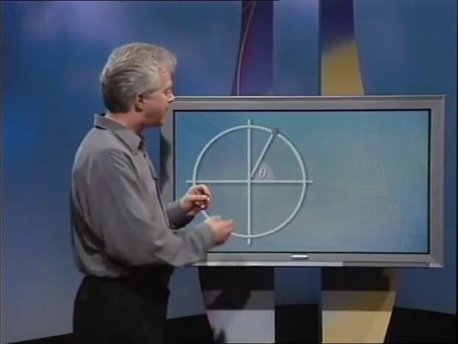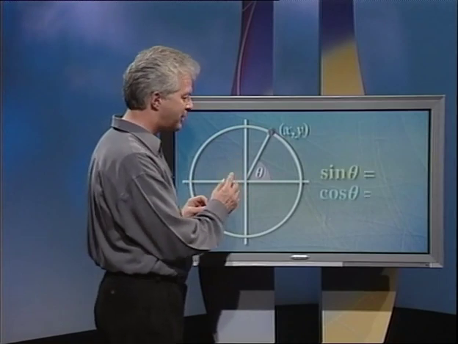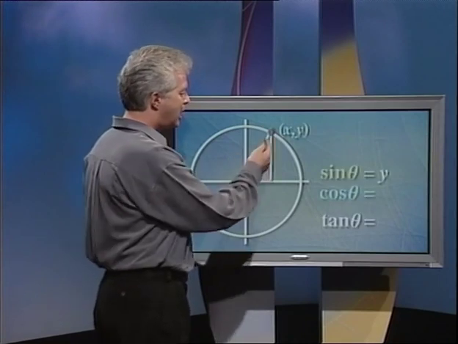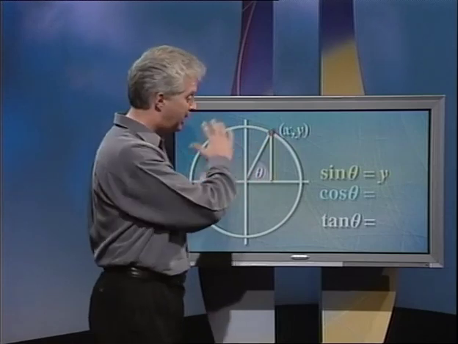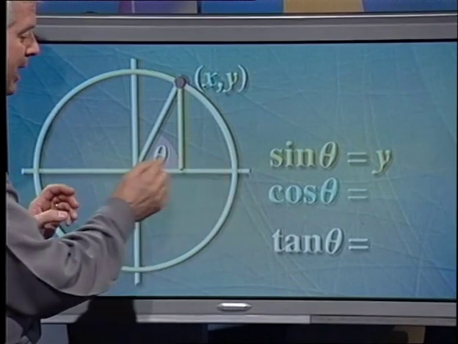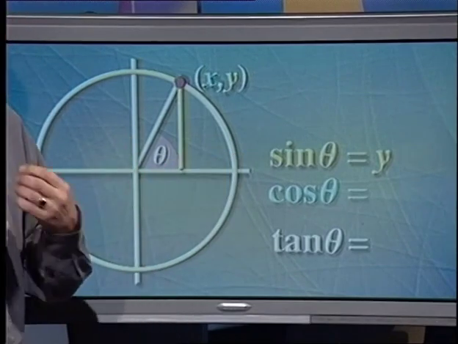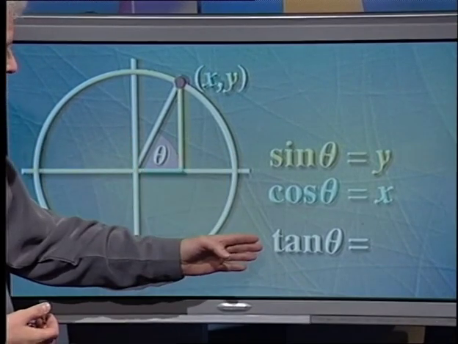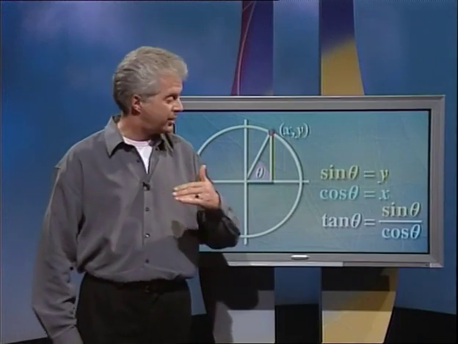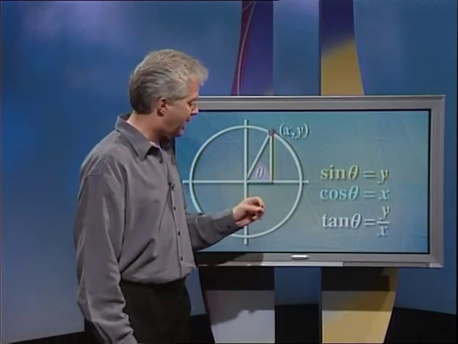Now remember that the sine of an angle is the opposite over the hypotenuse. Y over 1, the hypotenuse being 1 in the unit circle. So sine theta is y. Similarly, cos theta will be x. And tan theta, which is sine theta divided by cos theta, comes to y over x.